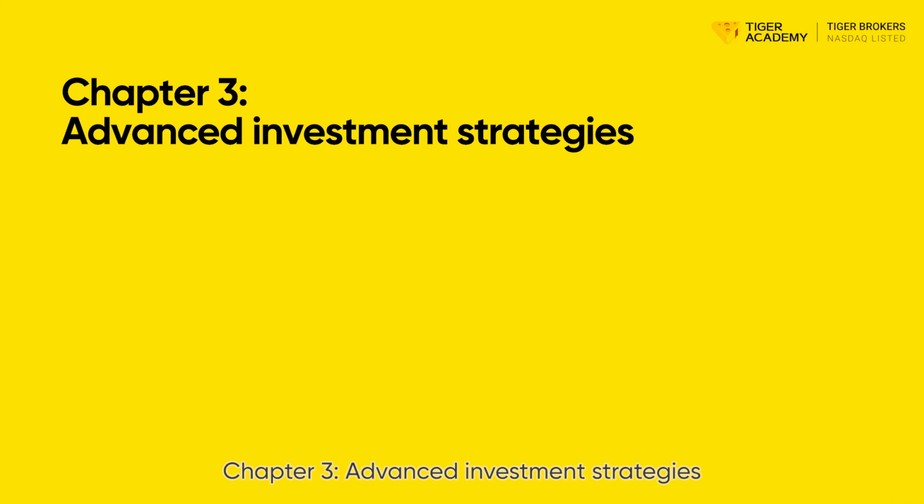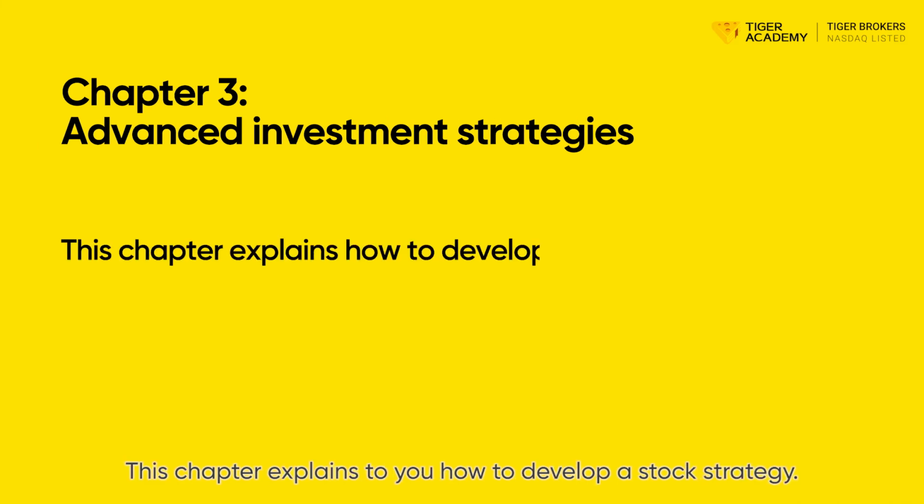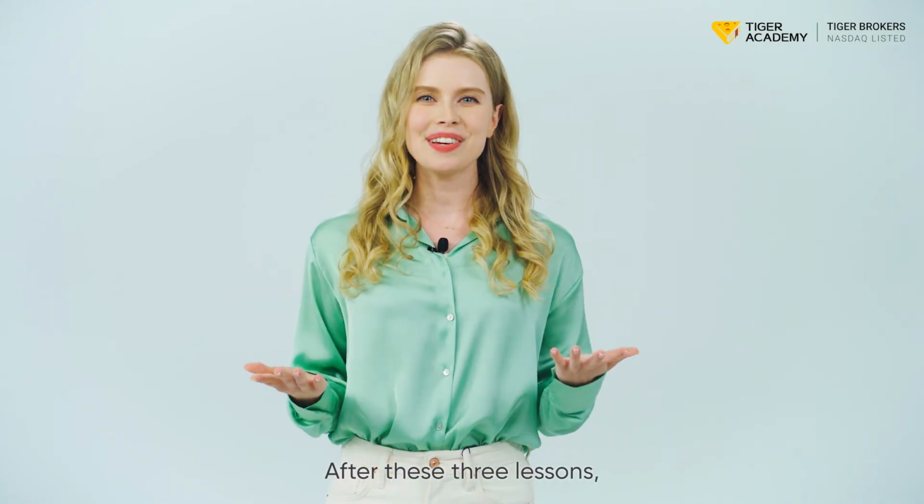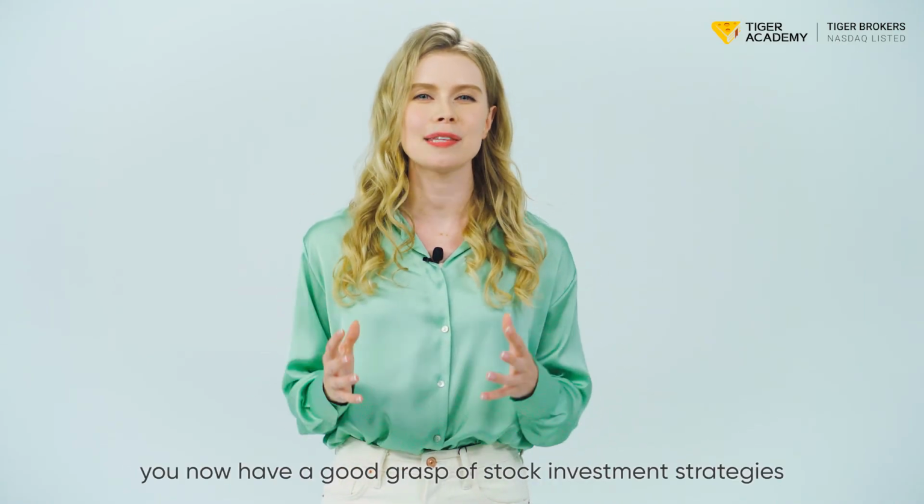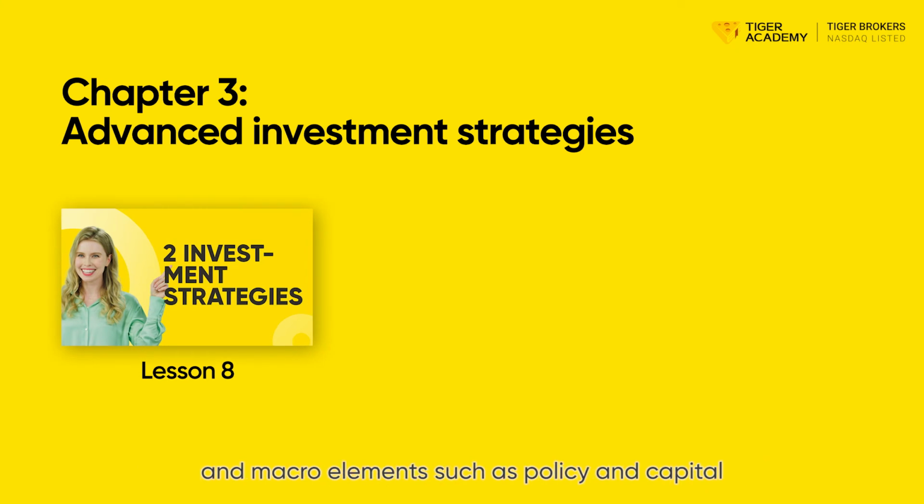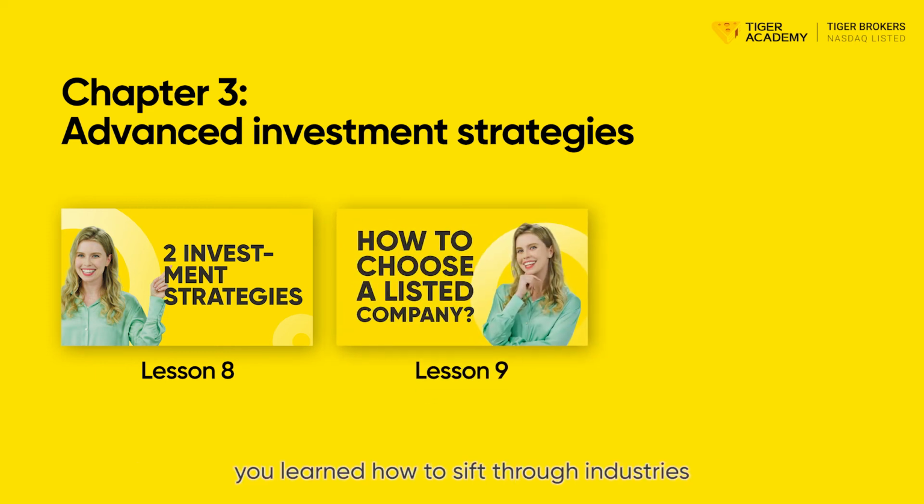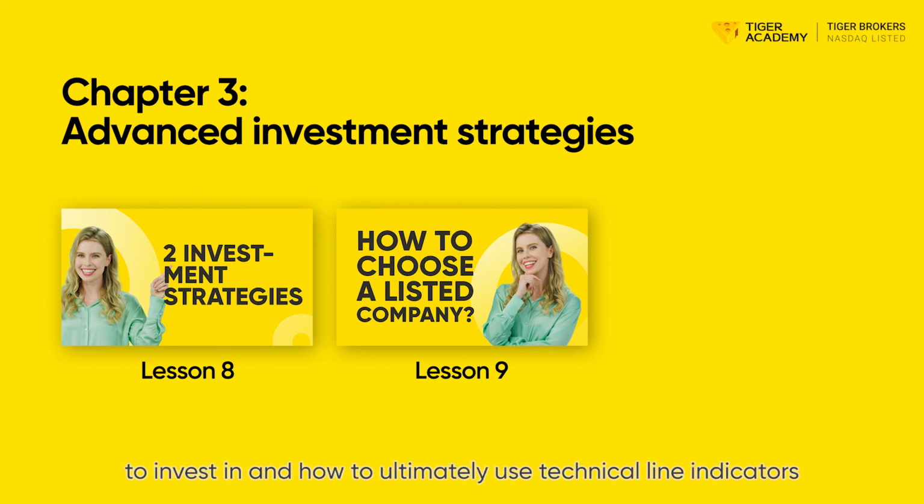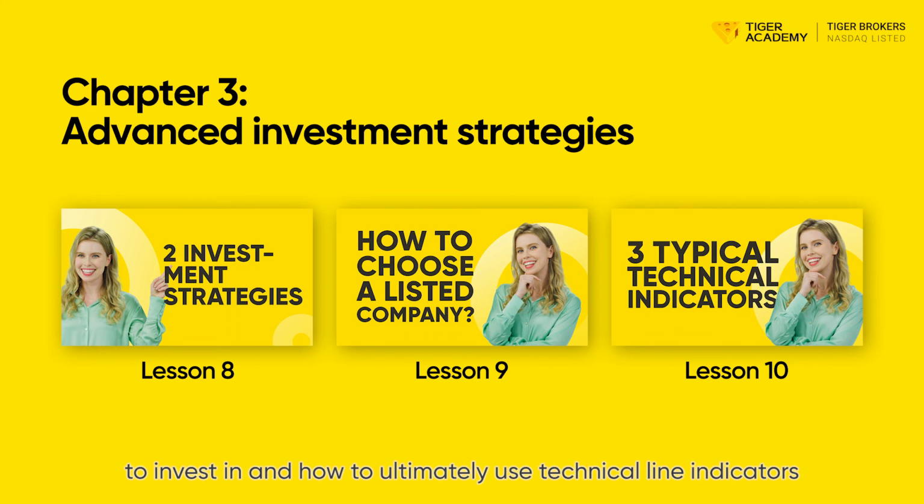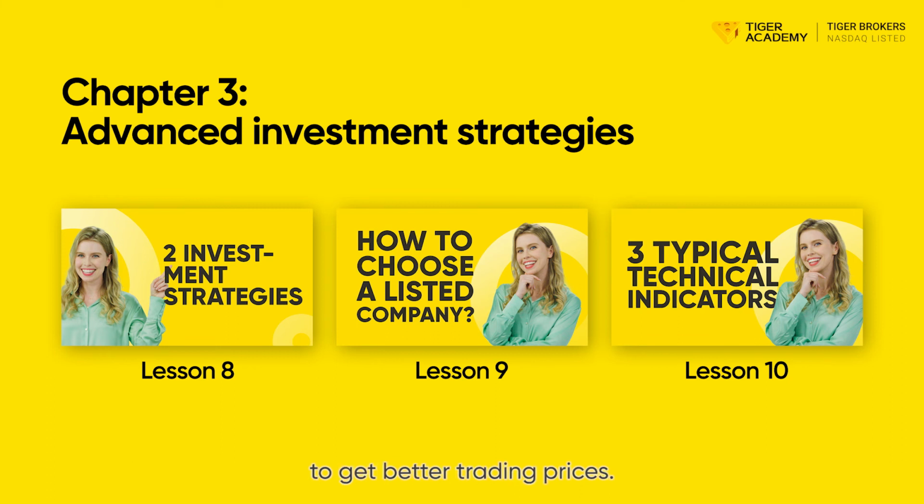Chapter 3, Advanced Investment Strategies. This chapter explains how to develop a stock strategy. After these 3 lessons, you now have a good grasp of stock investment strategies and macro elements such as policy and capital that must be known in order to operate the stock market. In addition, you learned how to sift through industries to find high-quality and well-priced listed companies to invest in and how to ultimately use technical line indicators to get better trading prices.